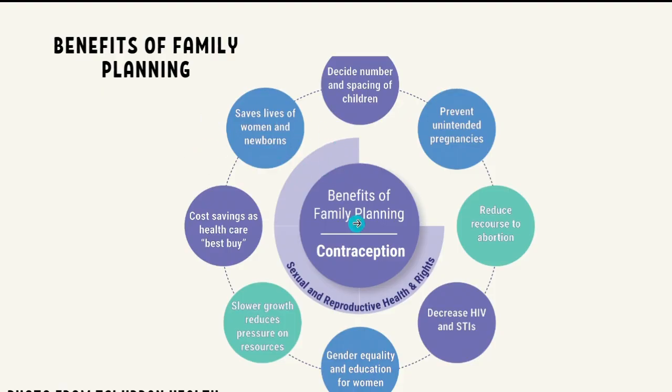And then it saves the lives of women and newborns. For example, let's just say you have a situation, maybe rape or something, and a 12-year-old gets pregnant. Even though technically they can get pregnant, their body is not fully developed to bring a child. So that 12-year-old could die with the baby, because her body is not strong enough to push out a baby. So basically, those are the benefits of family planning, right?